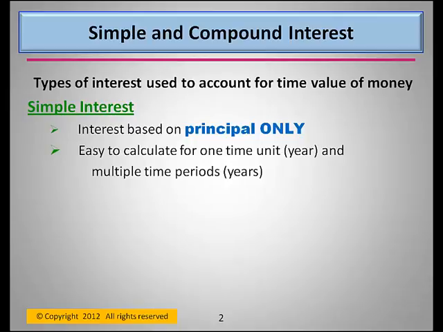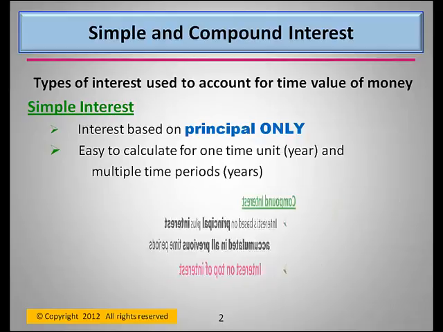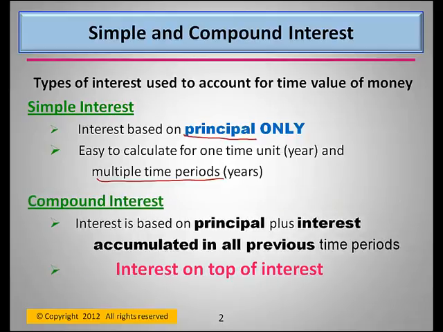For simple interest, the amount of interest is based only on the original amount of money, called the principal. Therefore, it is easy to calculate for one or multiple periods of time. Compound interest, on the other hand, includes interest on the principal each time period plus interest on all previous time periods. So, compounding involves interest on top of interest.